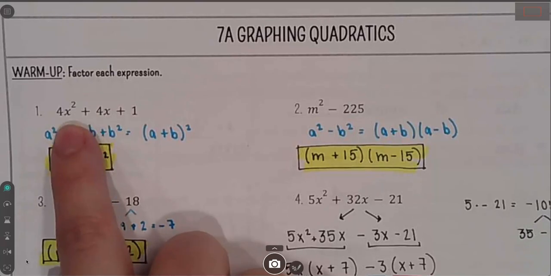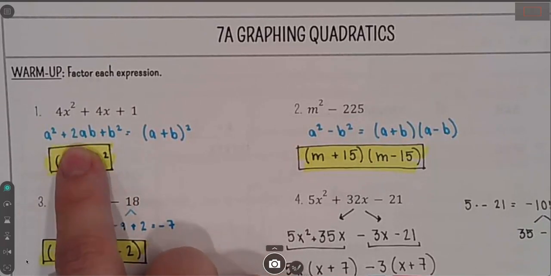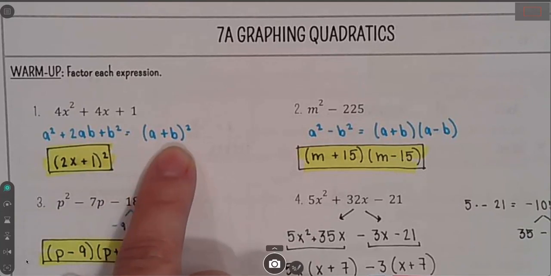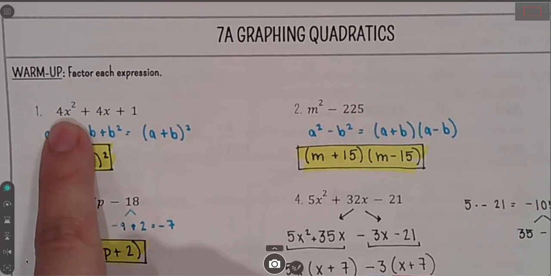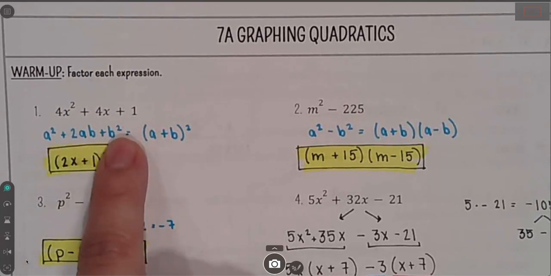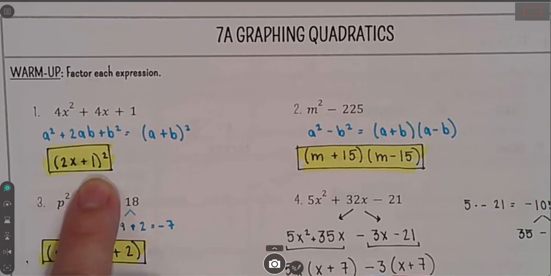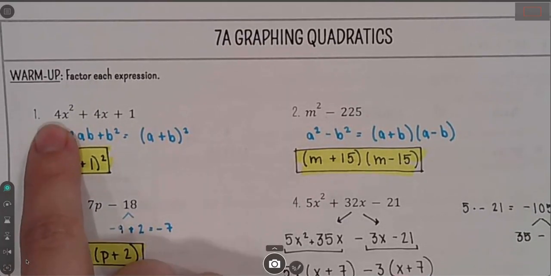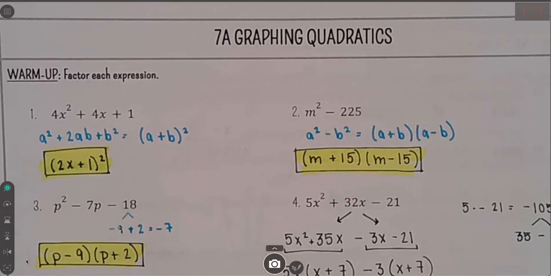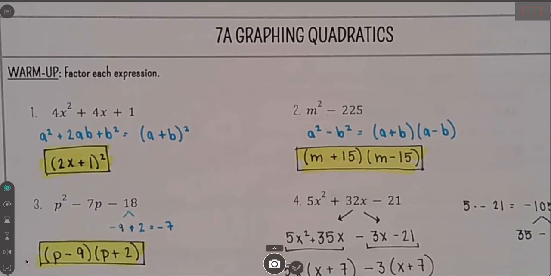To factor this expression, you would want to use the perfect square formula, a squared plus 2ab plus b squared, and this equals a plus b squared. In this case, a is 2x and b is 1. So 2x plus 1 squared. Alternatively, you could use AC and then split your b term. It takes a little bit longer, but you would end up with the same answer.